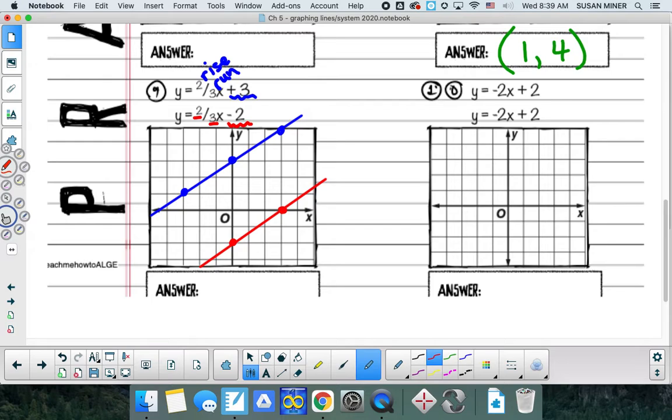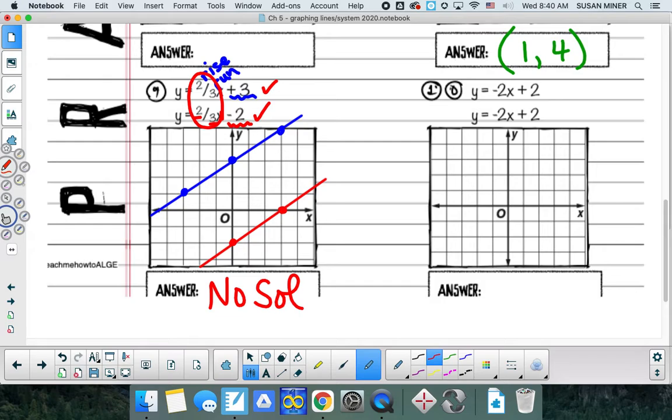Okay, let's take a look at these lines. What's happening here? These are parallel lines. And here's a tip, right? Parallel lines usually always have the same slope. They have the same slope, they have different y-intercepts. And so that's a good bit of knowledge for graphing lines. If they have the same slope, chances are they're parallel lines. And so these are going to be no solution. They never cross. And so they're never going to be the same.